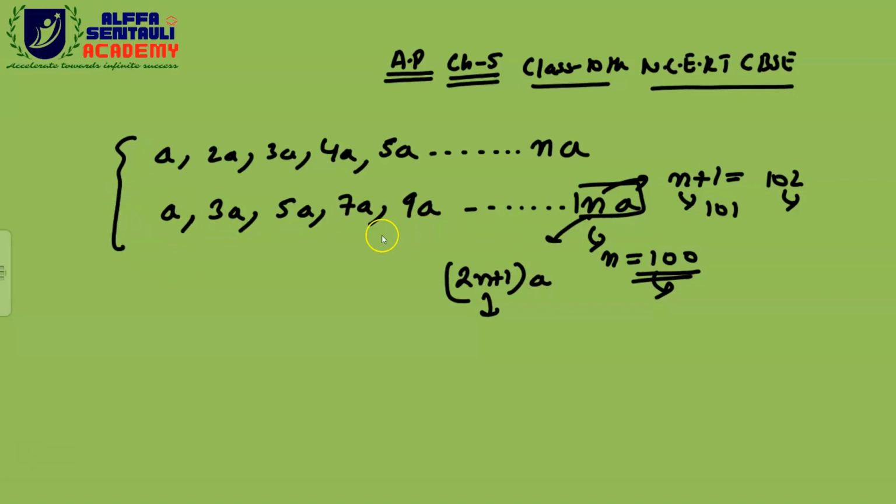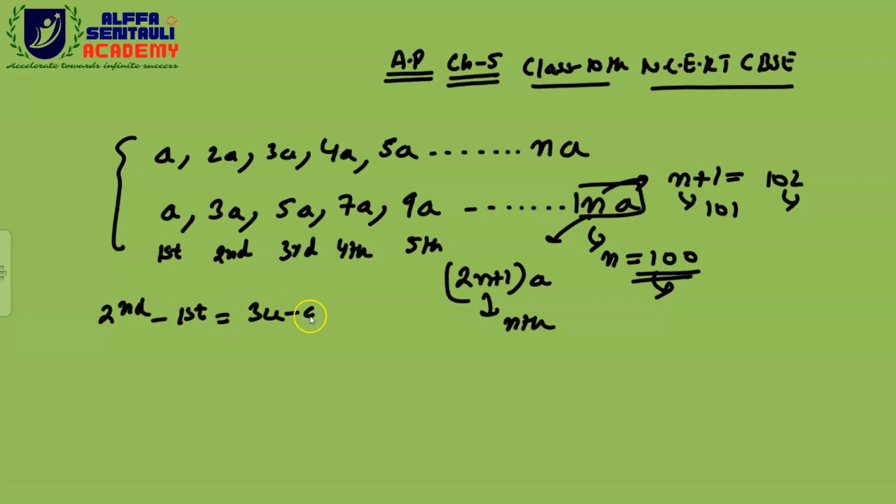Why were you able to guess that after 7A, 9A will come? Because you know, see, this is your first term, this was your second term, this was your third term, fourth term, fifth term, and then this was your nth term. Correct? So you were able to guess because you know the difference of the term which is coming after another term. Let's suppose second term minus first term is always what? 3A minus A is what, beta? 2A.